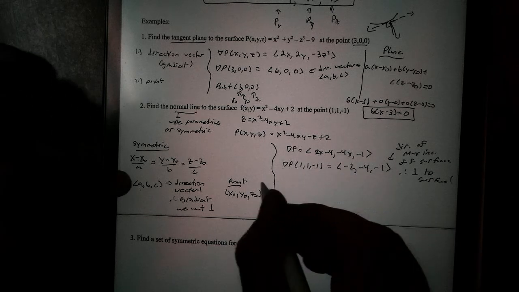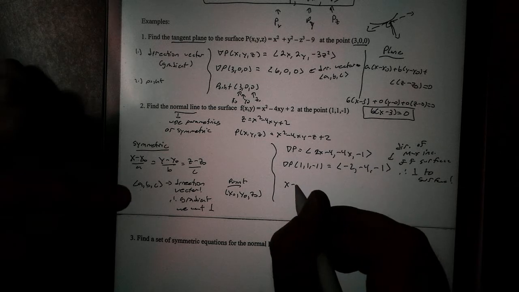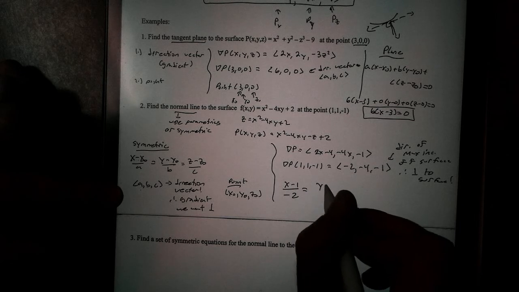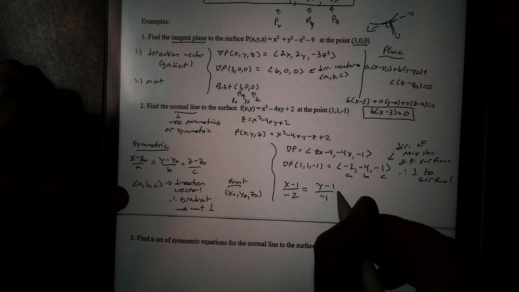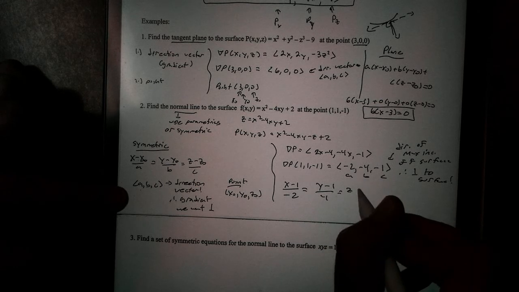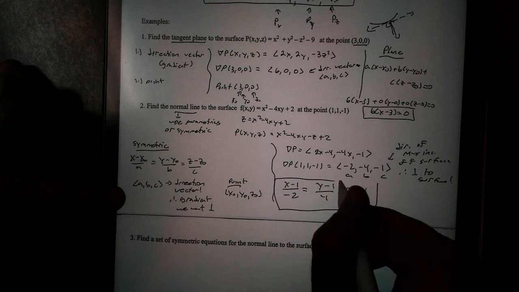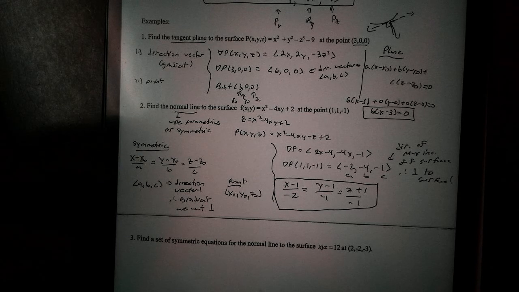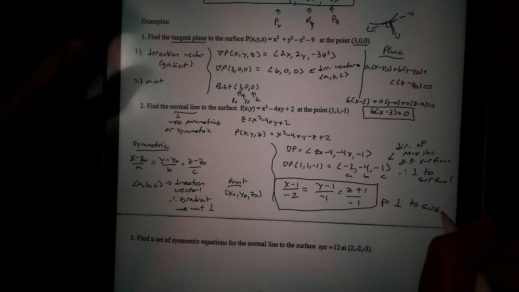So here we go. It's going to be x minus my point. Well, my point is x minus 1 over a. Well, we just said a was negative 2, equals y minus 1 over b. There's my a, there's my b, there's my c. Negative 4, equals z plus 1, because it's a minus, all over c, which is negative 1. And there's our symmetric equation for our normal line. So this will be perpendicular to the surface at the point 1, 1, negative 1.